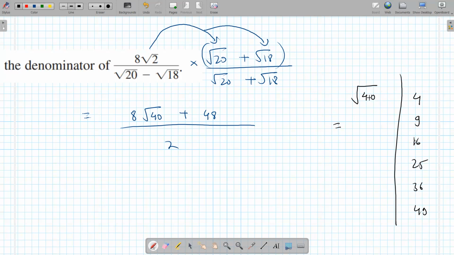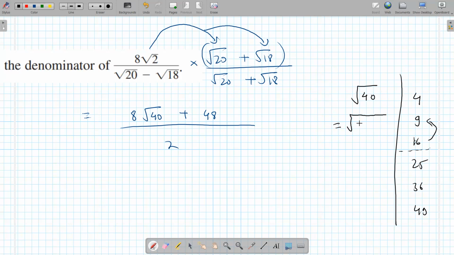Does 16 go into 40? No, 16 doesn't go into 40. It goes into 32 and 48. You don't have to check for numbers that are more than half of this, so here, you don't have to check for 25. But 16, you start from here. 16 doesn't go into 40, so move on to the next smaller number. Does 9 go into 40? No. Does 4 go into 40? Yes. Now look at the way this is written.